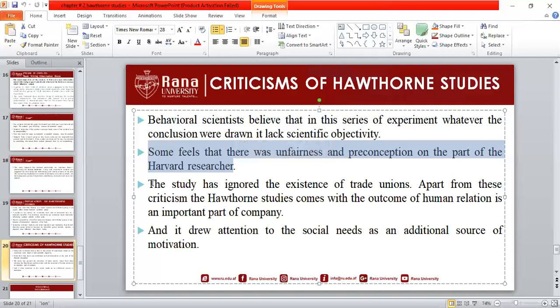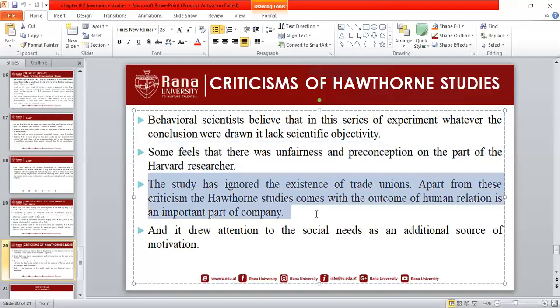Now another: the study has ignored the existence of trade unions. A part of these criticisms, the Hawthorne studies come with the outcome that human relations are an important part of the company. What other people say is that this study ignores trade unions, those people who are working in a union. We don't have unions in Afghanistan, but in European countries they have unions.